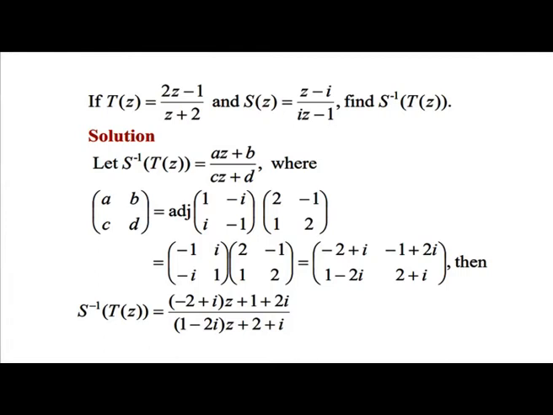So, if I take the product of those two matrices, we get the matrix (-2+i, -1+2i; 1-2i, 2+i). So, S inverse of T(z) is nothing but ((-2 + i)z + 1 + 2i)/((1 - 2i)z + 2 + i).